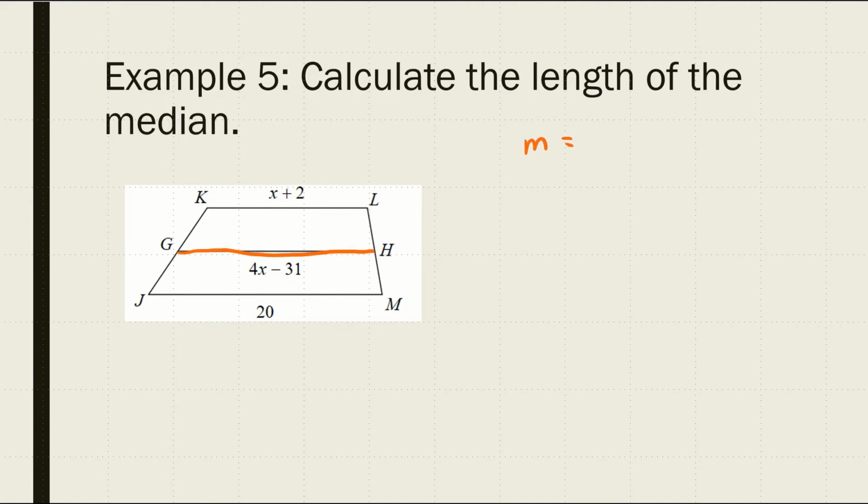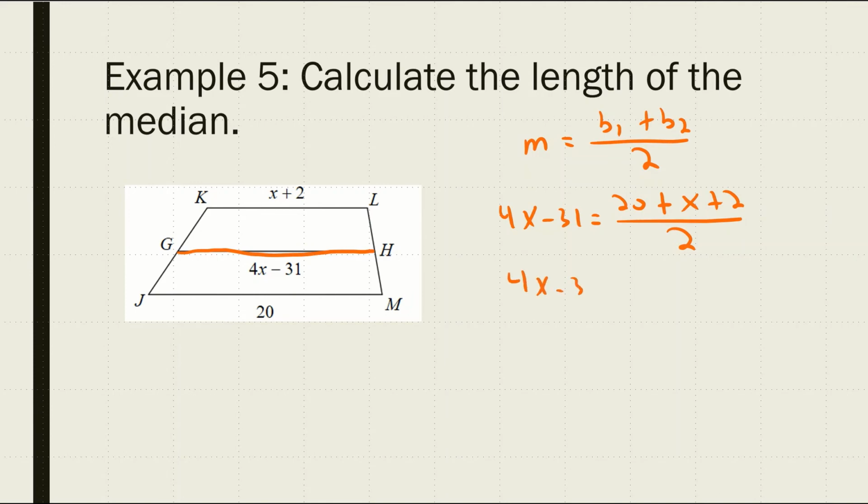So the equation is that the median is B1 plus B2 divided by 2. We're just going to plug in everything that we know. So the median is 4x minus 31. One of the bases is 20. The other base is x plus 2. And then we divide that all by 2. We can actually combine like terms in the numerator here to clean things up a little bit. We can't really combine like terms on the left-hand side, but in the numerator, 20 plus 2 is 22, plus x, divided by 2.